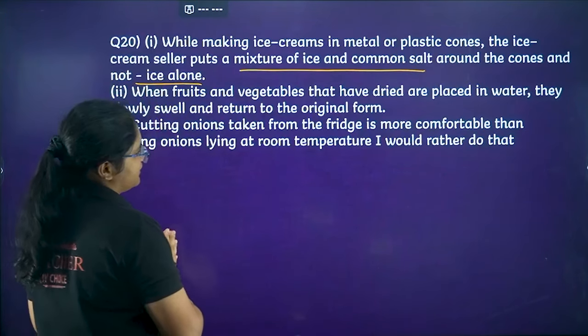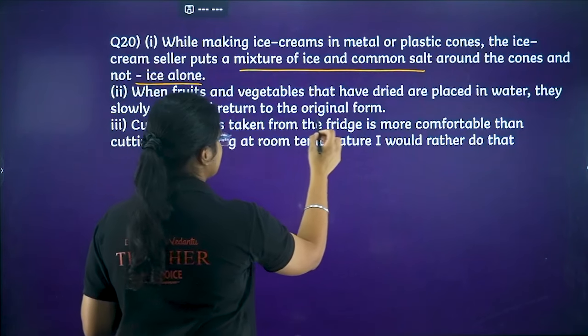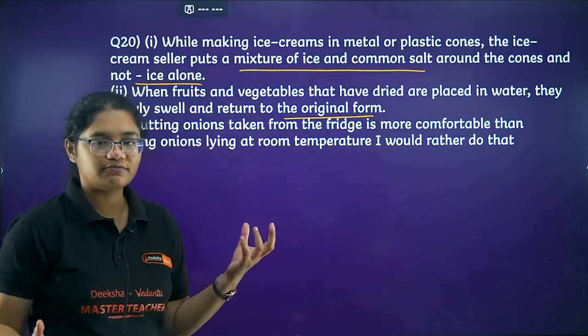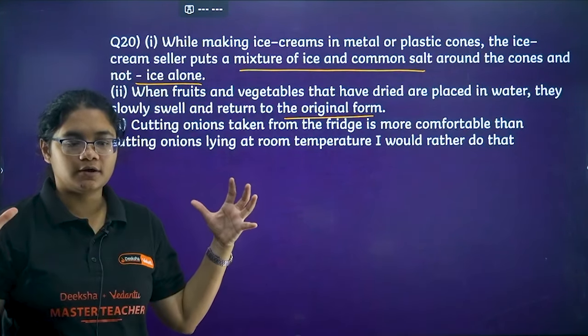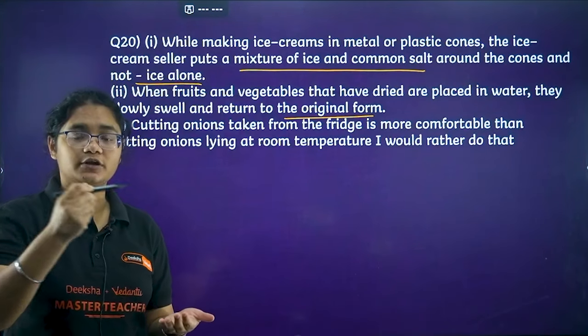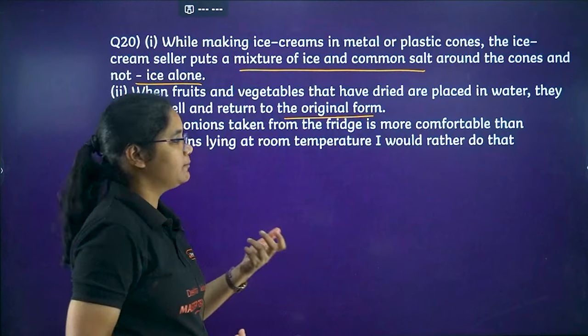Next is, when dried fruits and vegetables are placed in water, they slowly swell and return to the original form. So this is because of endosmosis. When you keep the fruits and vegetables in a diluted solution, water starts flowing into it due to osmosis, and that is why the shape is regained.